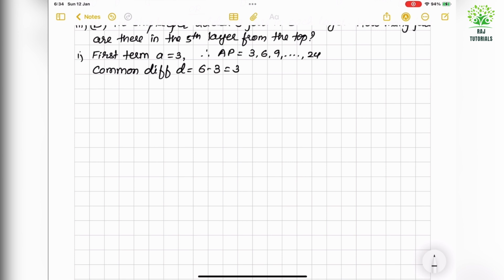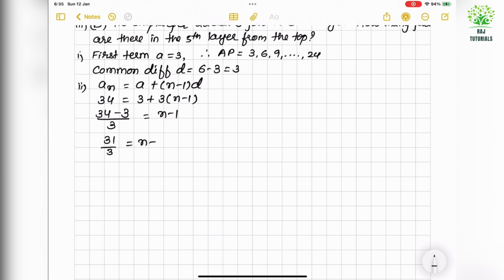Now, in the second question, he said, is it possible to have 34? So, I will be using the formula An equals A plus (n minus 1)D. So An is 34, A is 3, common difference is 3, and n minus 1, that is the number of rows, I have to find. So (34 minus 3) upon 3 equals n minus 1. So 31 upon 3 equals n minus 1.